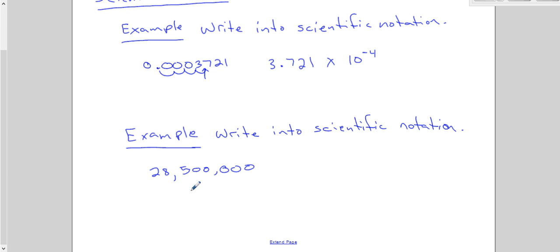Okay, when we look at the second example, again, we need to have the decimal go after the 2. The decimal always goes after the first non-zero digit. So we have 2.85. We drop off all the rest of the zeros. Right now the decimal is over here after the number. We are moving the decimal 1, 2, 3, 4, 5, 6, 7 times. So times 10 to the 7.